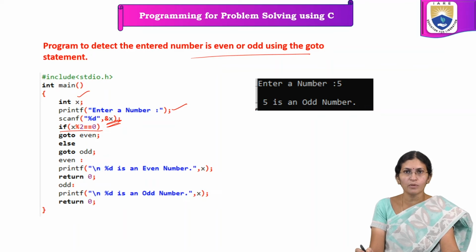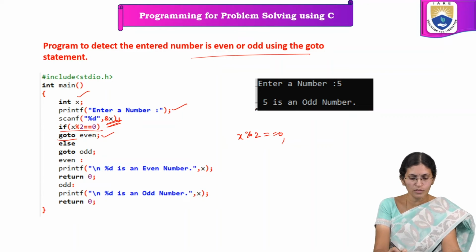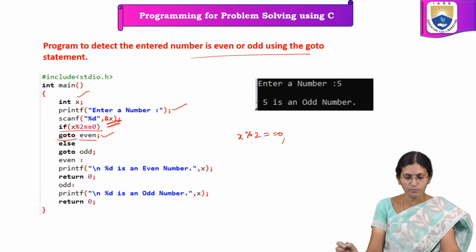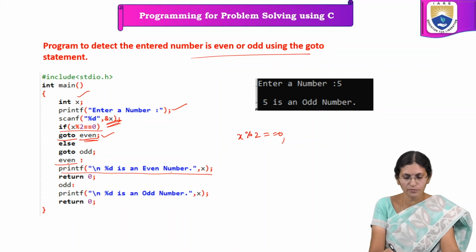If x mod 2 is equal to 0, we know this is the condition to check whether the given number is even or odd. If the remainder is equal to 0, the given number is even. Here we have the goto keyword followed by the label name. The label name is even here. This is the label definition, the label followed by a colon. These are the statements to be executed if the user enters an even value of x.